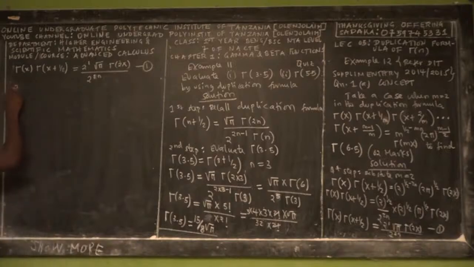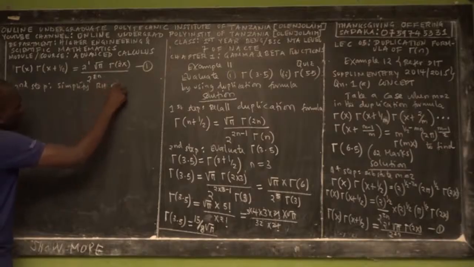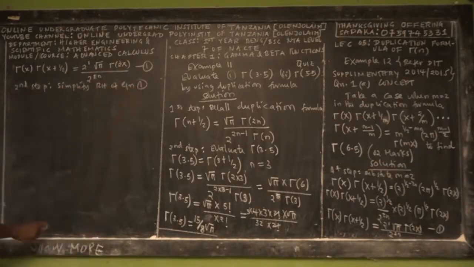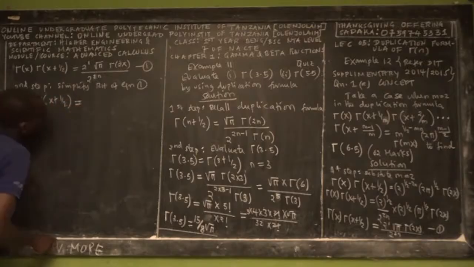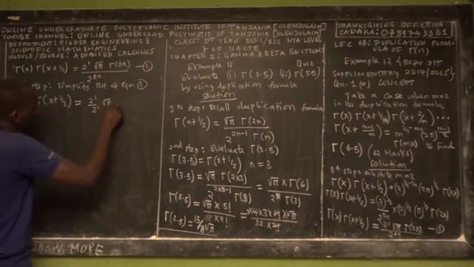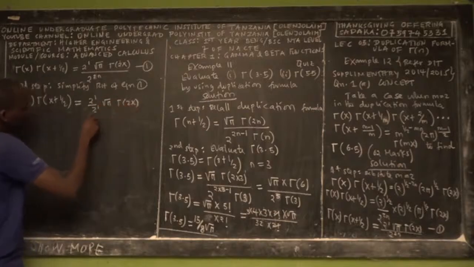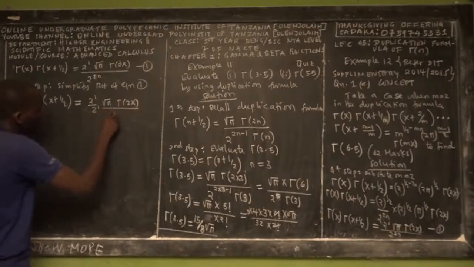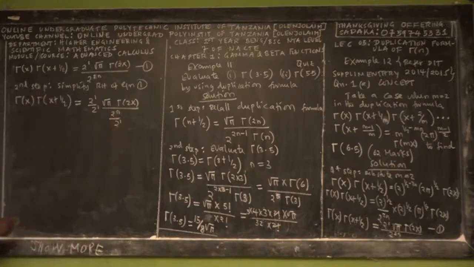So the second step, simplify the right hand side of equation 1. How? Say that gamma of x times gamma of x plus a half is equal to what? It is equal to 2 power 1 over 2 power 1, dividing by 2 on both sides, then times under root of pi, then gamma of twice x divided by 2 power n over 2 power 1. This is 2 power 2n.